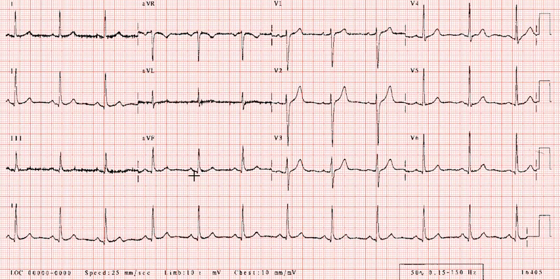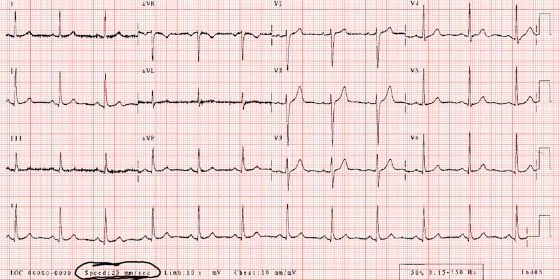Today we will learn how to calculate the heart rate on the ECG. But before jumping into calculating the heart rate, always make it your habit to look at this number here. The ECG paper speed, that is 25 mm per second. In simple terms, the ECG machine is recording the tracing on the ECG paper at 25 mm per second.